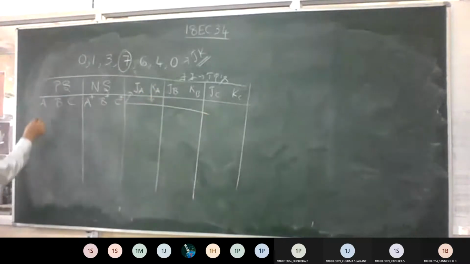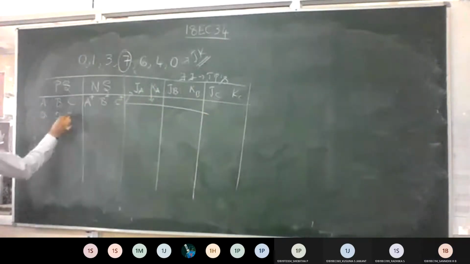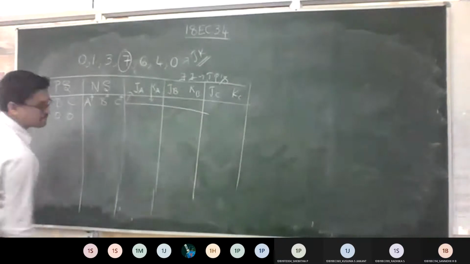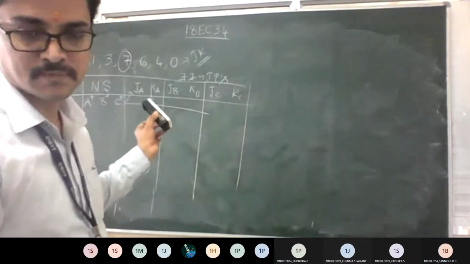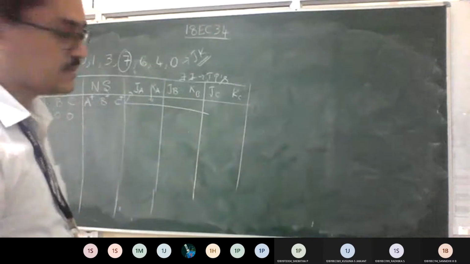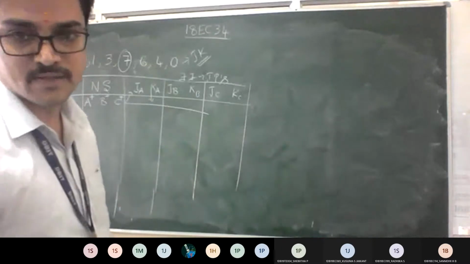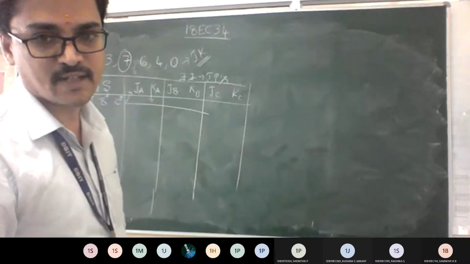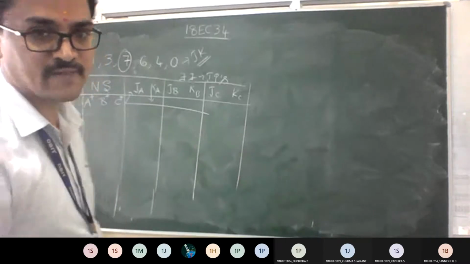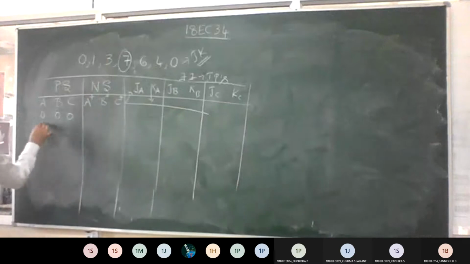So now, present state, how many combinations can you get here? Is it visible what I'm writing? Yes, sir. Okay. How many combinations? 8 states you have. With 3 variables, I can write from 0 to 7 as the present state.